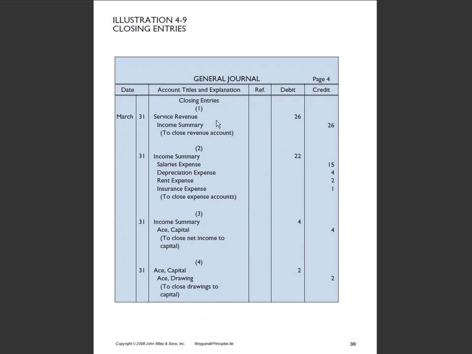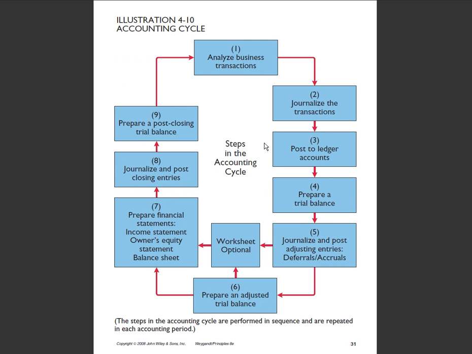Here are the actual journal entries. Service revenue, see we debit that. Expenses we're crediting. To close expense accounts, to close revenue accounts. And again, you can pause this video anytime you want. Income summary, you debit, capital, credit. Drawing does not get closed to income summary, gets closed to capital. So keep that in mind. This is a good review for your homework problem.